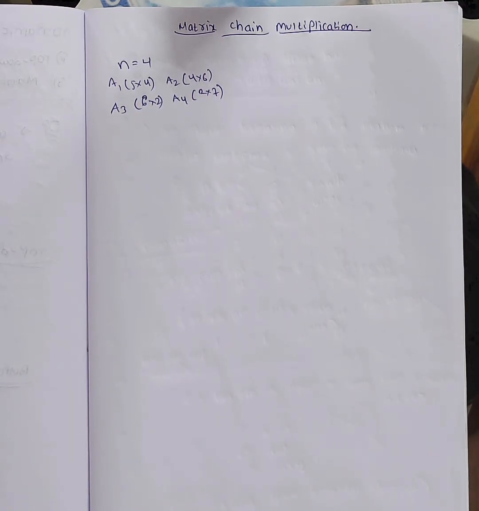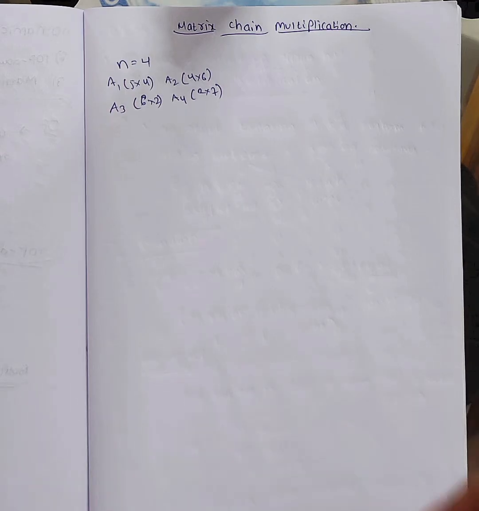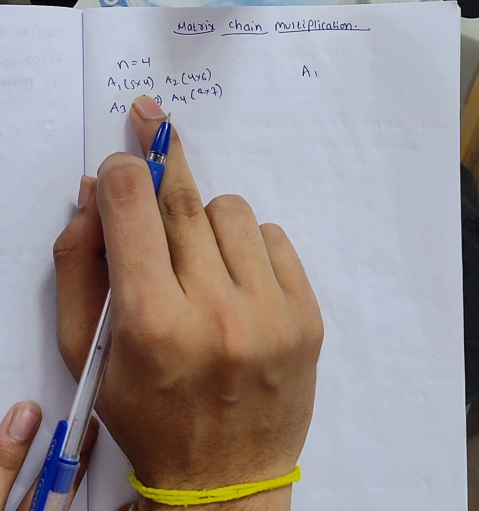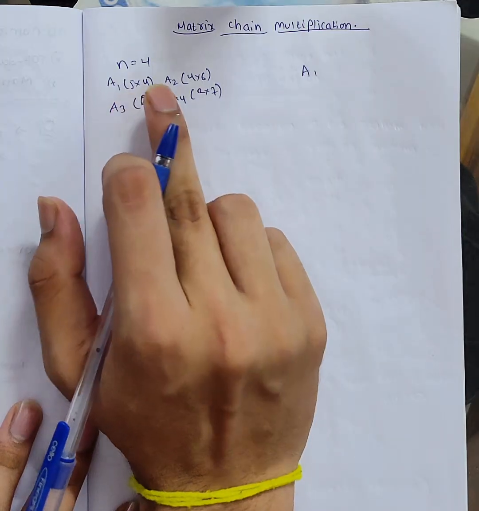Like a matrix contains rows and columns. For example, A1 is a matrix of 5 by 4, which means 5 rows and 4 columns.